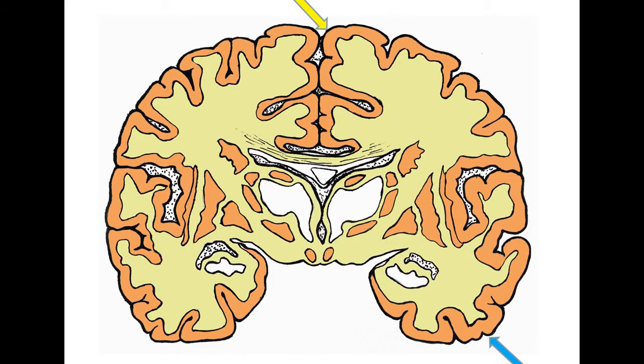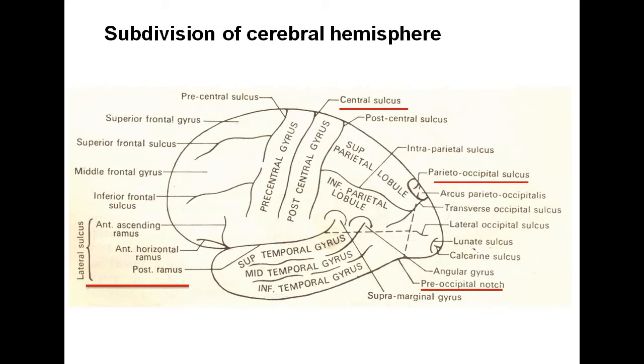The yellow color arrow indicates the superomedial border. The blue color arrow indicates the inferolateral border of the cerebral hemisphere. This is the right cerebral hemisphere and this is the left cerebral hemisphere. What is the cavity? The cavity is the lateral ventricle. The right and left cerebral hemispheres are connected by the corpus callosum. They are separated by a median fissure, and within this the falx cerebri is present.